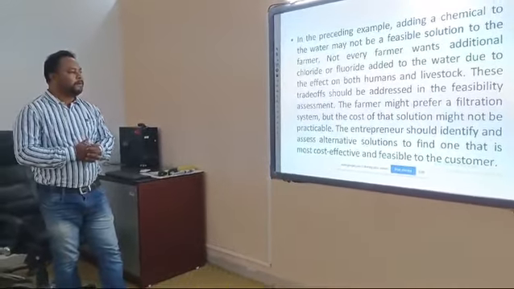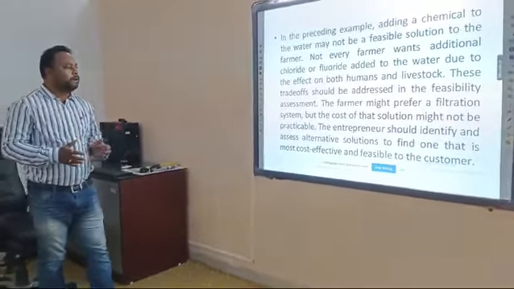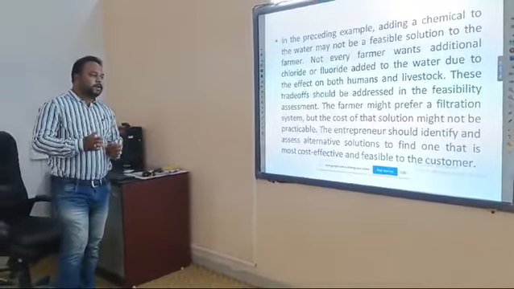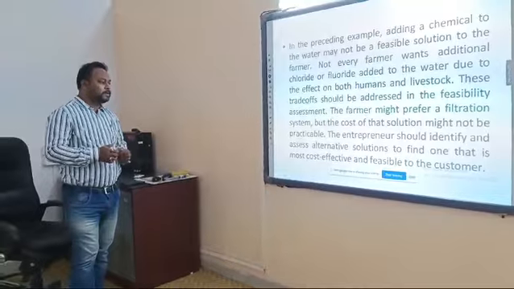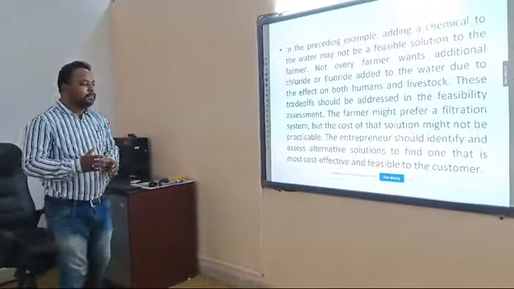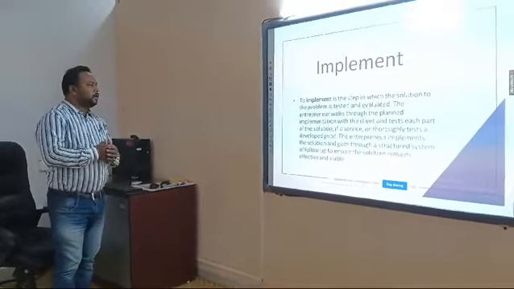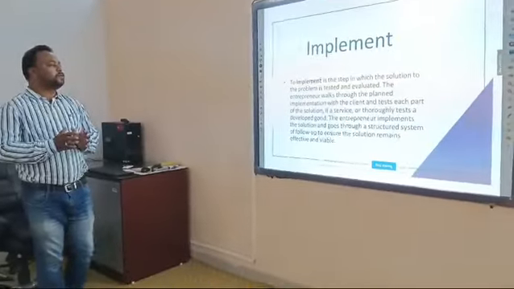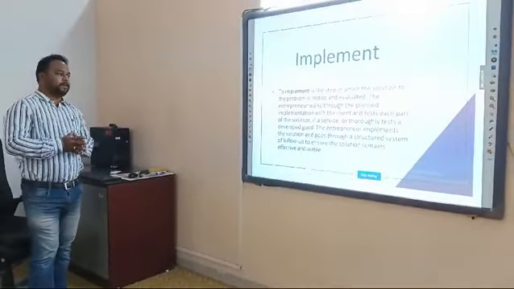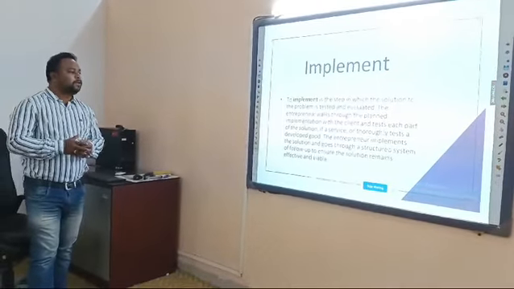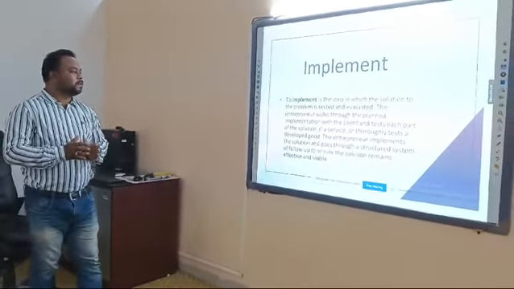The farmer might prefer a filtration system, but the cost of that solution might not be practicable. The entrepreneur should identify and assess alternative solutions to find one that is most cost-effective and feasible to the customer. Next, to implement. To implement is a step in which the solution to the problem is tested and evaluated. The entrepreneur walks through the planned implementation with the client and tests each part of the solution.